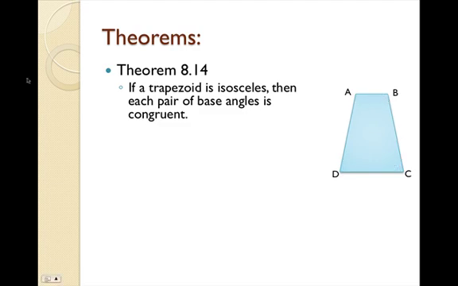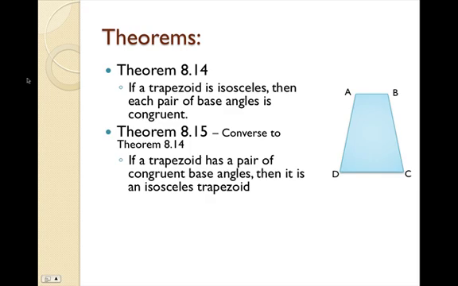Now we're going to move on to theorem 8.15, which is the converse of theorem 8.14. Theorem 8.15 states that if a trapezoid has a pair of congruent base angles, then it is an isosceles trapezoid. What this is saying is that we just have to know it has one pair of congruent base angles. For example, if we knew that angle D and angle C are congruent to each other, then we know that it is an isosceles trapezoid. So unlike theorem 8.14, which says each pair of base angles is congruent, the converse is that we only have to have one pair of congruent base angles to know that it's an isosceles trapezoid.